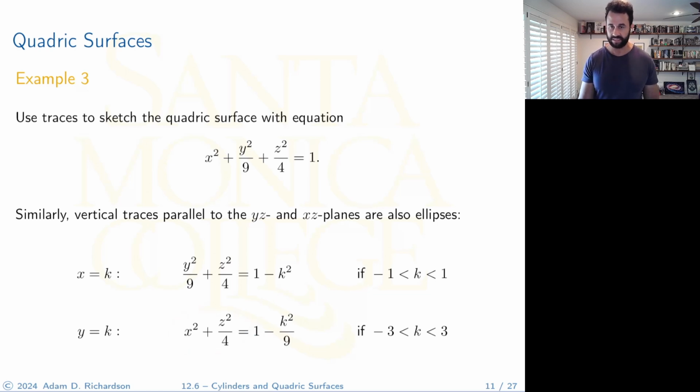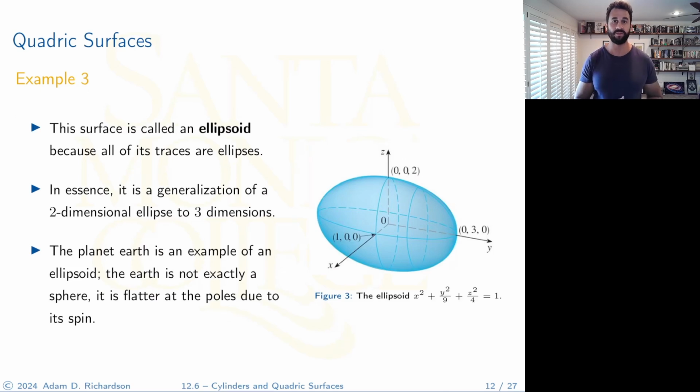So what this is saying is that no matter which way you chop this thing, you keep getting ellipses, right? The ellipses are slightly different in size, squished slightly differently, but they're still ellipses. And that's why this thing is called an ellipsoid. It's kind of like the shape of a football, or I should say an American football, or better yet, like a rugby ball. That's kind of what it looks like. It's called an ellipsoid because all of its traces, all of its cross sections, are ellipses. You can see a couple here in the picture.